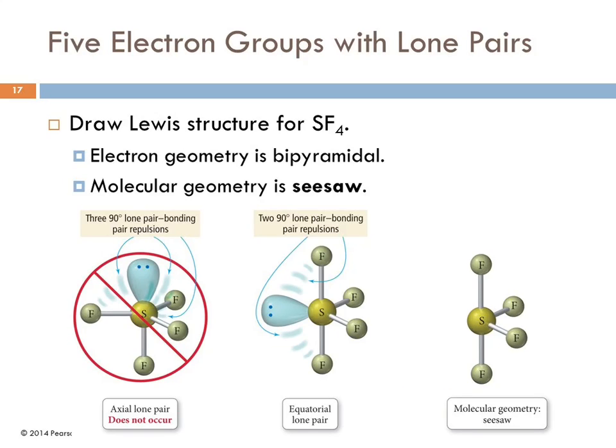Let's look at SF4. We need the Lewis structure first. So we've got sulfur, and we've got 4 fluorines.